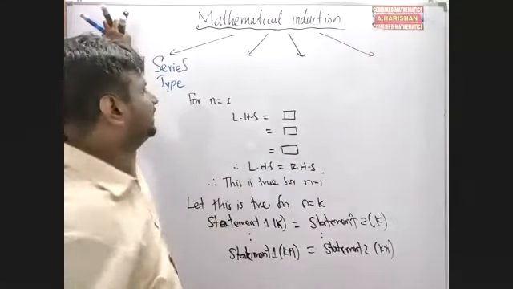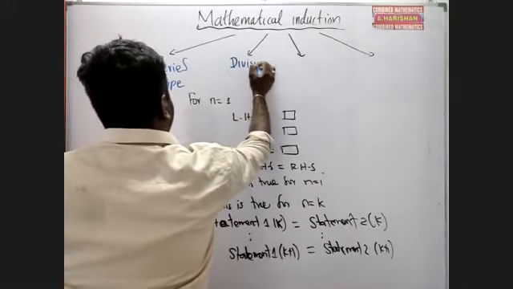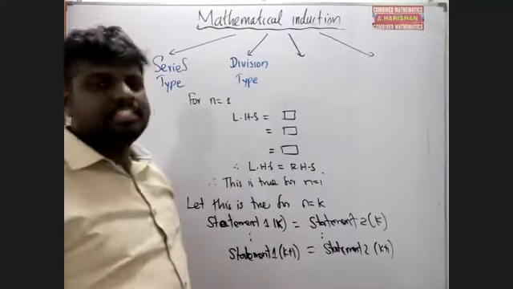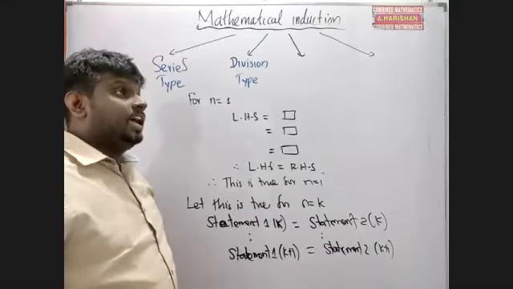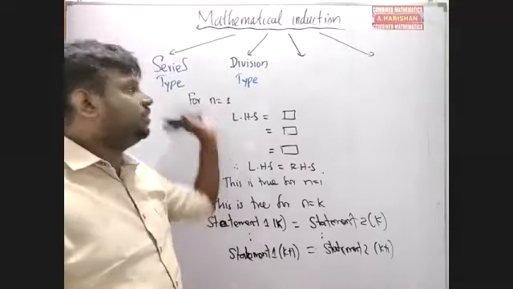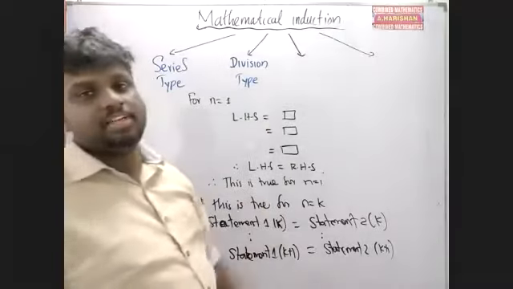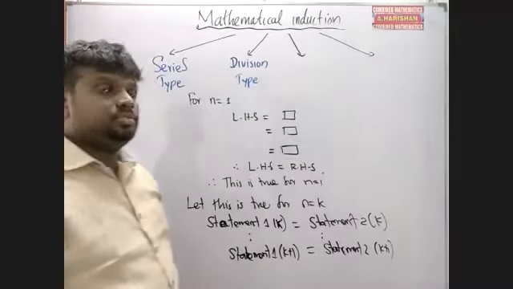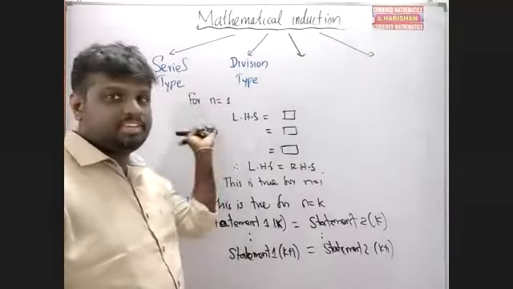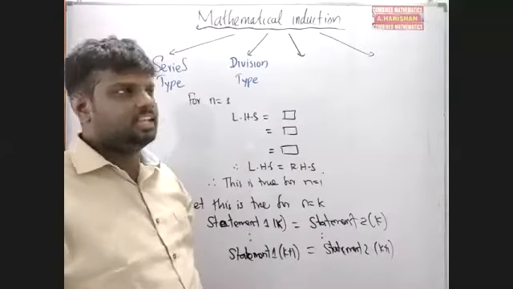We know that. Second one is division type. So after 2001, for 20 years, we are having only this series type or division type. There are no other types after that. So it may be series type, it may be division type. So this is 60%, this is 40%, like that.